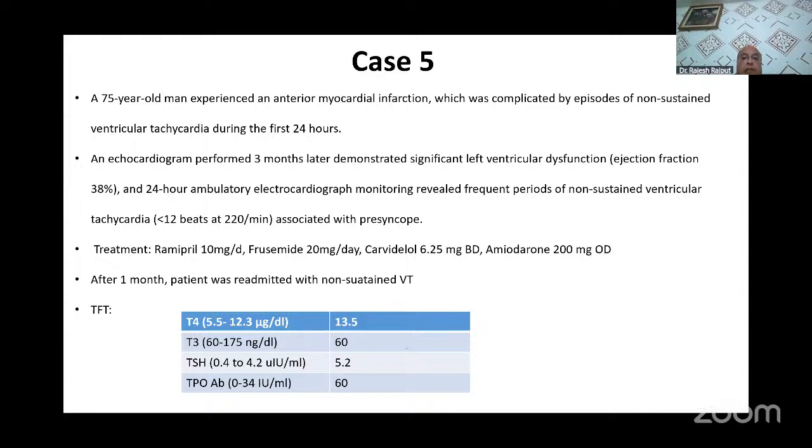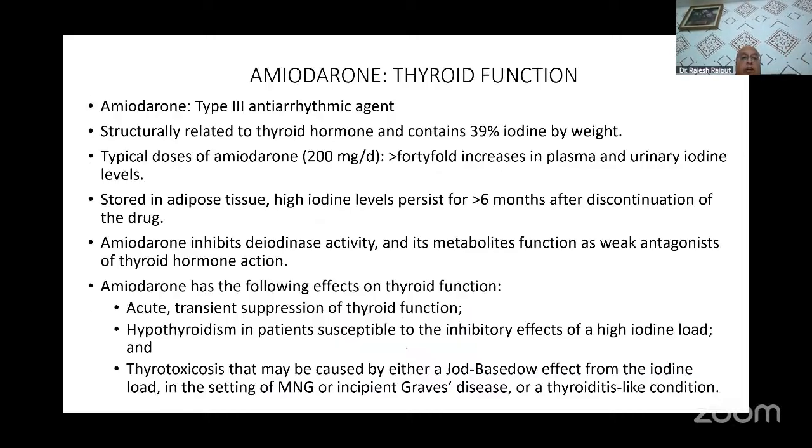Now if you see in this case, the offending agent is amiodarone. Amiodarone is a drug which is structurally related to thyroid hormone. It contains 39% iodine by weight, which means a typical dose of amiodarone, which is 200 milligrams per day, causes more than a 40-fold increase in your plasma and urinary iodine level. Also remember, amiodarone is stored in adipose tissue. So therefore, high iodine level persists in the body for more than 6 months.